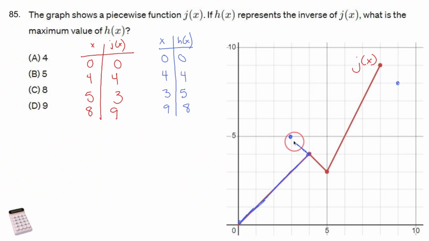Now we finally do have a reflection. And, oh, please let me graph this well. Nailed it. Now, that was extracurricular. I didn't need to do any of that.